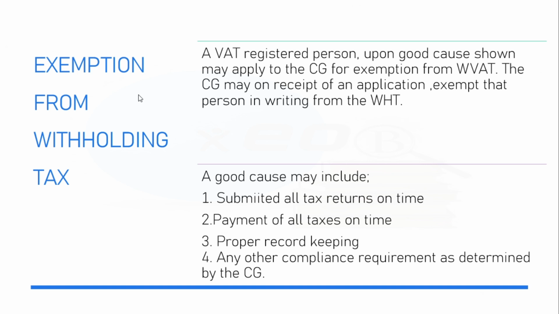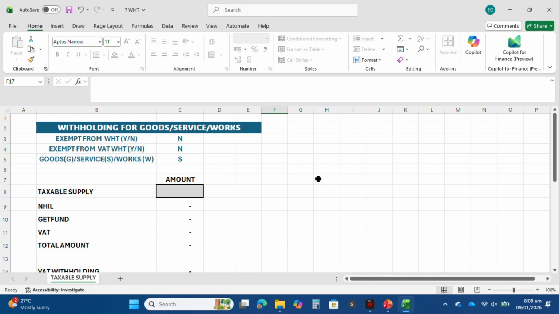So now let's look at the Excel illustration. This is the Excel I built for this. Over here, it's asking you, are you exempt from withholding? That's the income tax withholding. So Y is yes, and N is no. Here too, are you exempt from the VAT withholding? Currently, to the best of my knowledge, as of today, 9th January 2026, it has not been enrolled yet. I mean, the application, they've not granted any exemption to anyone for VAT withholding.